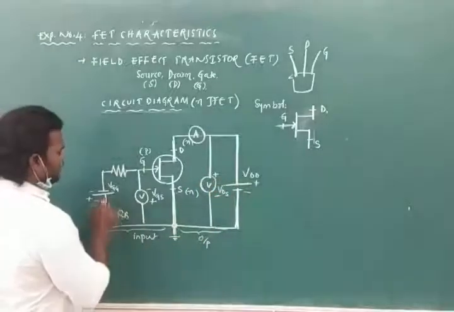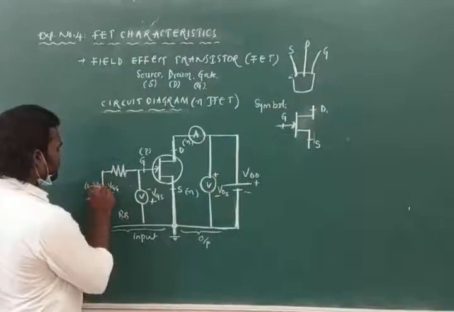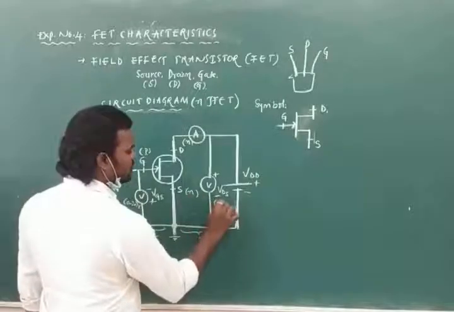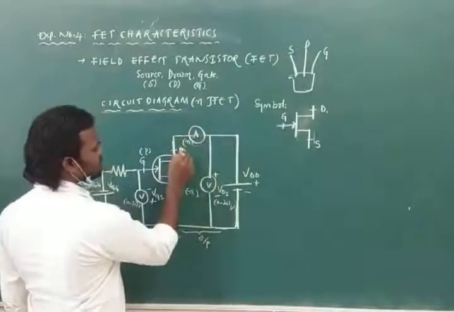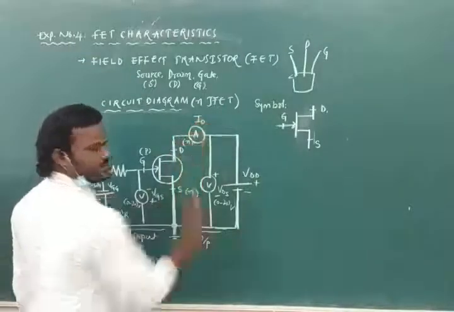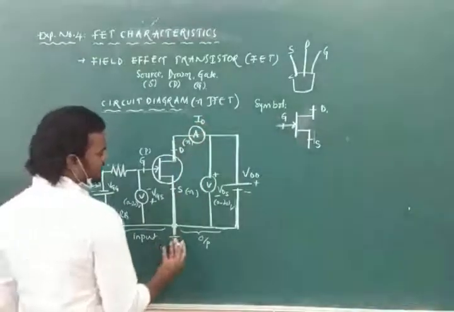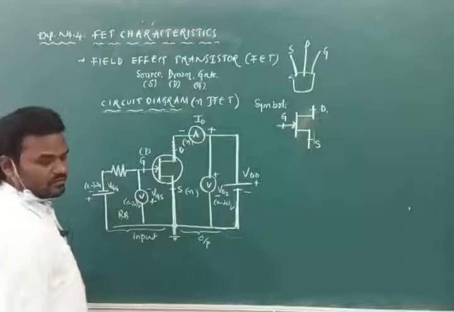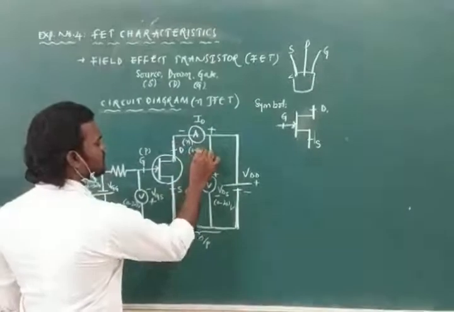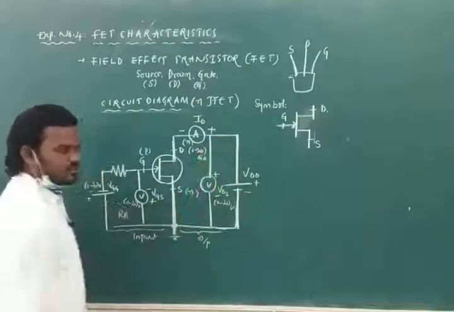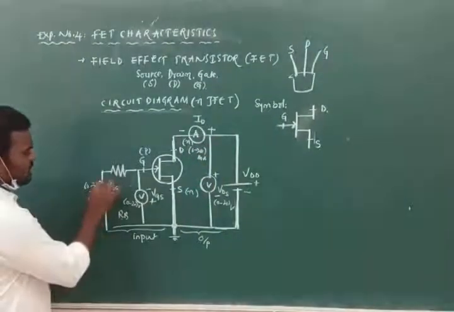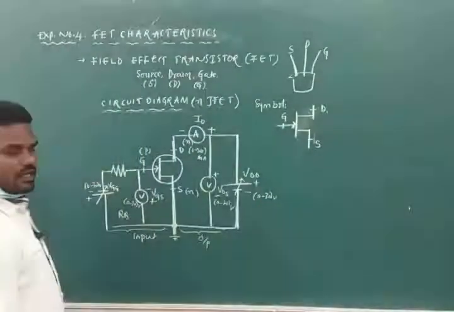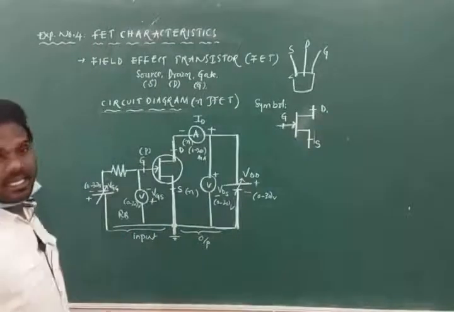Clear? Then this will be 0 to 30 volts and this is 0 to 20 volts. And here this is 0 to 20 volts. This current is connected to the drain, so I can call it ID. The electrons are moving from source to drain, that direction is from minus to plus. This range is about 0 to 200 milliamps. The circuit is complete now. This is variable and this is also variable, 0 to 30 volts. Clear?